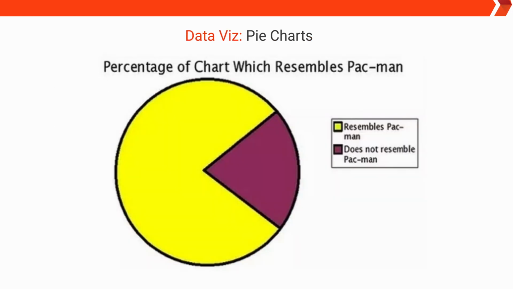Okay, here's an example of a pie chart. I'm not a big fan of pie charts. I think outside of maybe a budget, I don't have a lot of uses for them, and this is a little pie chart humor. I'm sure you're dying laughing, sitting there at 2:30 in the morning, watching this and seeing the Pac-Man pie chart. Percentage that resembles Pac-Man, percentage that does not resemble Pac-Man.